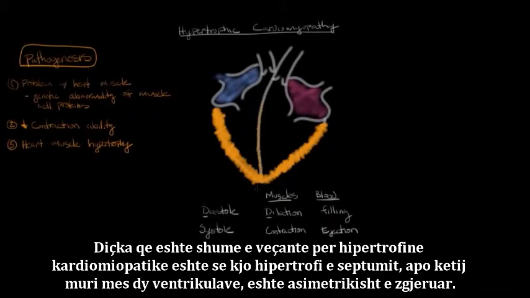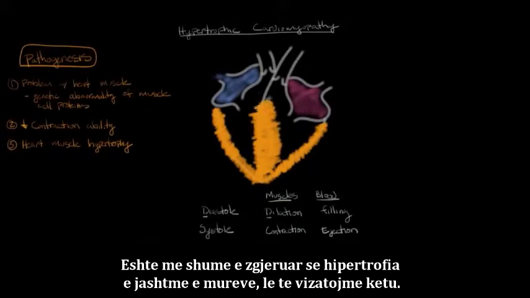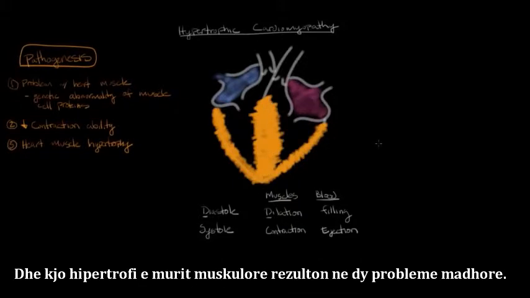And something that's very specific to hypertrophic cardiomyopathy is that this hypertrophy of the septum, or this wall between the two ventricles, is asymmetrically enlarged. It's a lot bigger than the hypertrophy of the outer walls. So let's just draw that in. And this hypertrophy of the muscle walls results in two major problems.